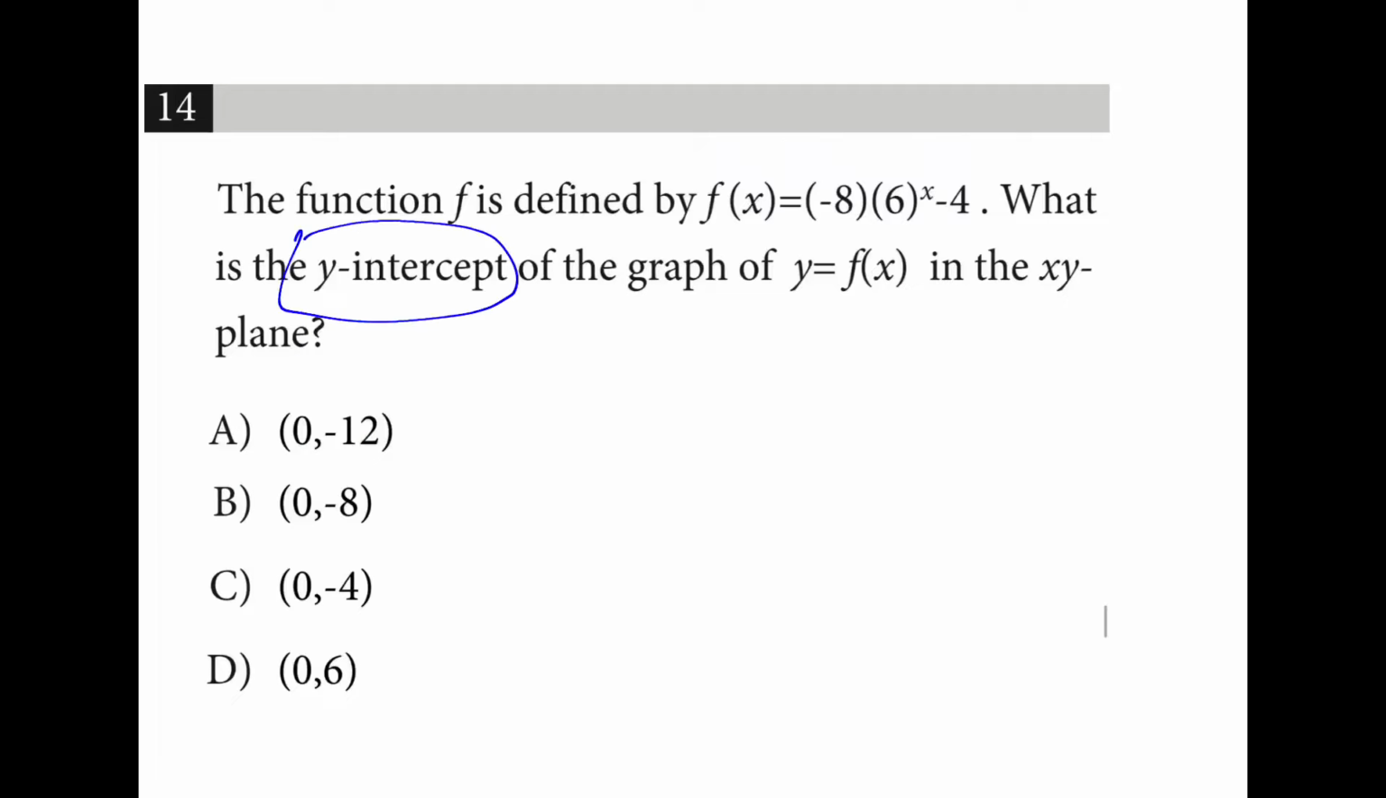What is the y-intercept of this graph? That's when x is equal to 0, so -8 times 6 to the power of 0 minus 4. 6 to the power of 0 is 1, times -8 is -8, minus 4 is -12.